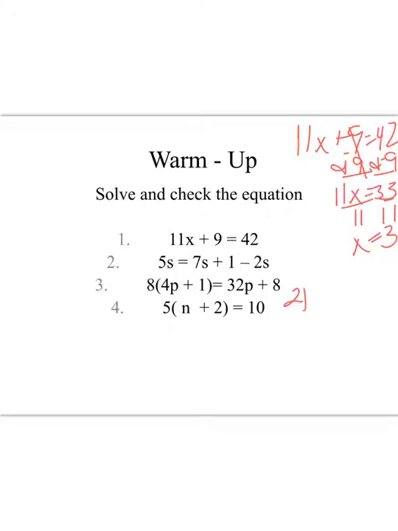Number 2, I'm going to switch it to x's because I think s's look too much like a 5. So I'm going to make it 5x equals 7x plus 1 plus negative 2x. First thing I'm going to do is combine my like terms. So it's going to give me 5x equaling 5x plus 1.